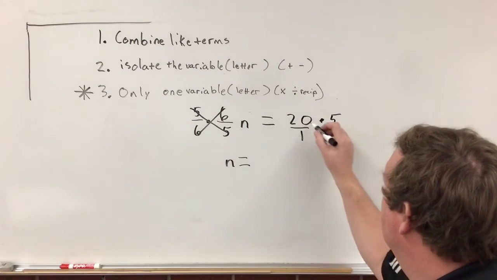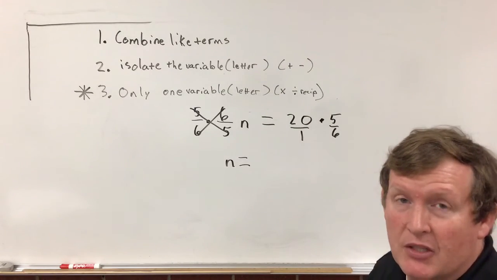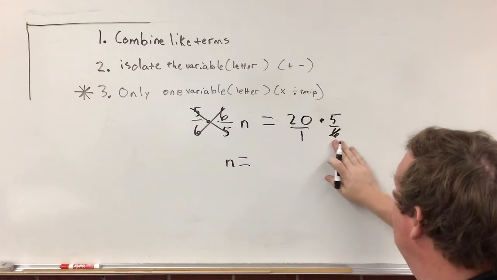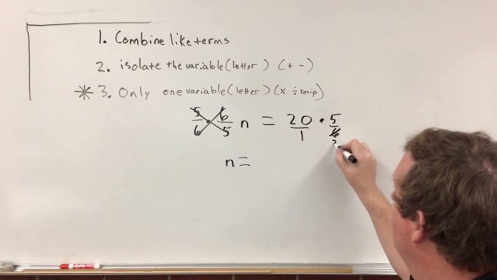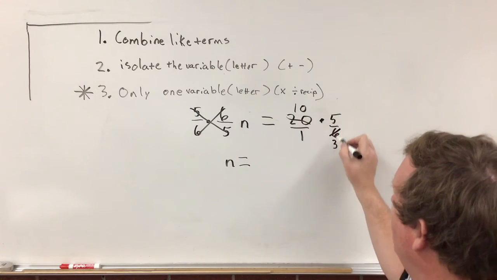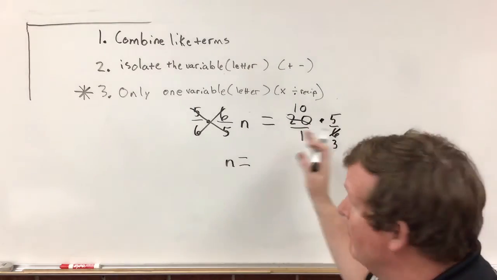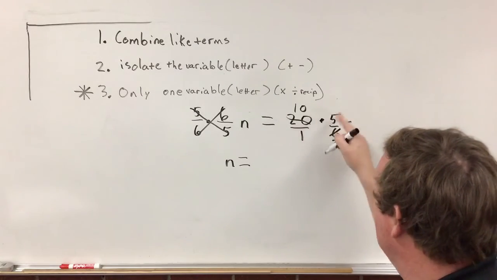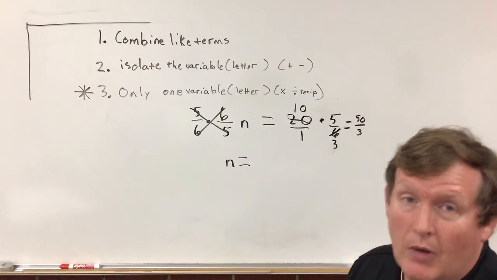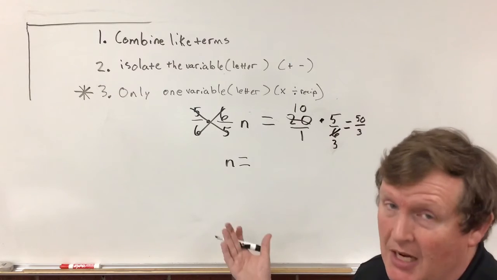Okay? 6 and 20. Well, 6 doesn't go evenly into 20, but there's a number that divides into both 6 and 20. That's 2. So 2 goes into 6 3 times, divides into 20 10 times. 3 won't divide evenly into 5 or 10. So we're kind of finished there. Go ahead and multiply out. 10 times 5, 50 over 3. We have an improper fraction. So in order to get the answer, this one's going to be a mixed number.